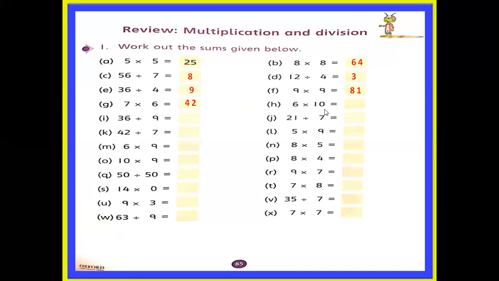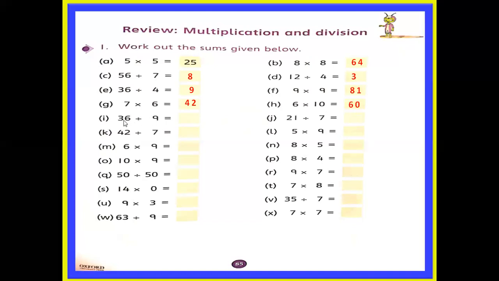H part, 6 multiplied by 10. So you can read the table of 6 or the table of 10. The table of 10 is easy. So read the table of 10. 10 ones are 10. 10 twos are 20. 10 threes are 30. 10 fours are 40. 10 fives are 50. 10 sixes are 60. Okay. Right here, 60.